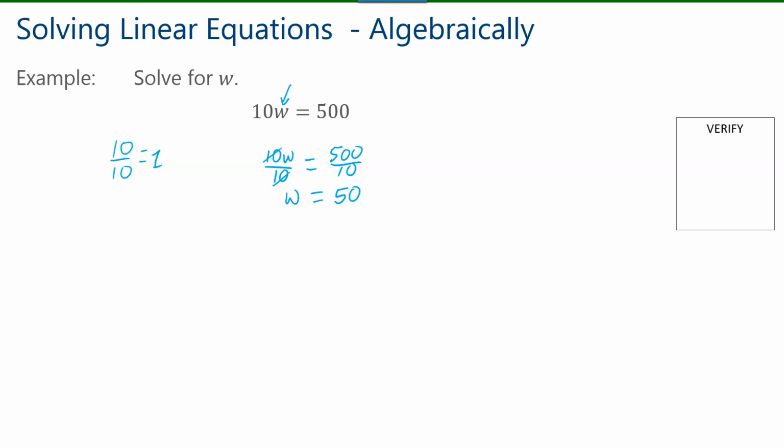If I verify, 10w, 500. In place of the w, I put 50. 10 times 50 is 500. So we have verified our solution.